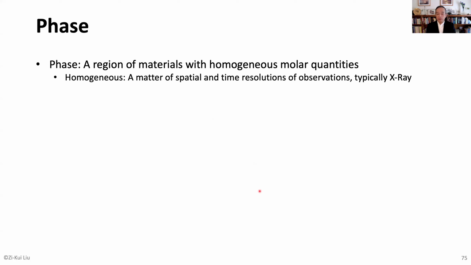it depends on a matter of spatial or time resolution of observations, right? So typically, in materials science, we define homogeneous in terms of X-ray. But of course, if you go to space, homogeneous will mean different things, right? If you go to atomic scale, it also means different things.